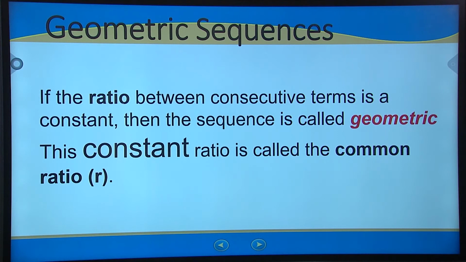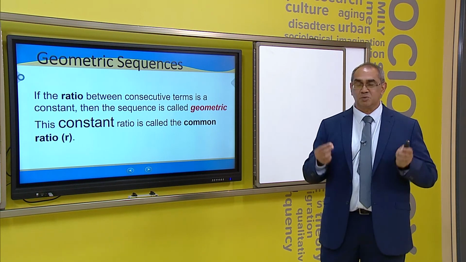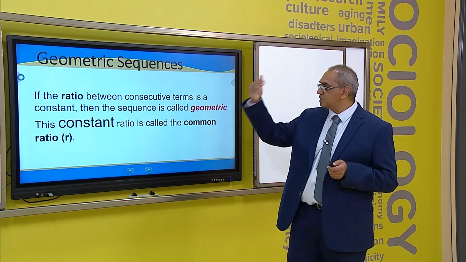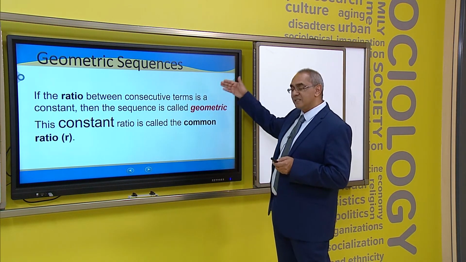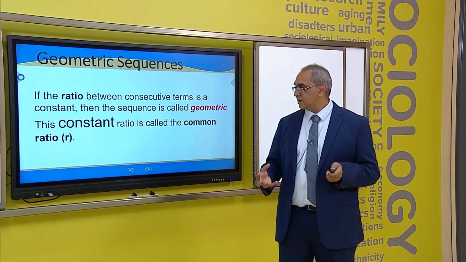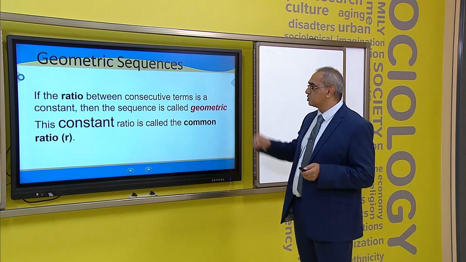All right, these words are very important. Whenever I teach these things, I always make sure, please understand the words. When we talk about ratio, ratio means a fraction. It means multiplying or dividing. Consecutive terms again, terms next to each other. Okay? Constant, the same. Common ratio, the same ratio. So we have a geometric sequence.